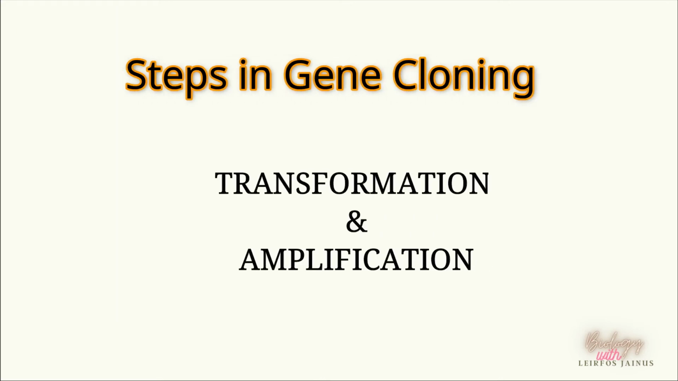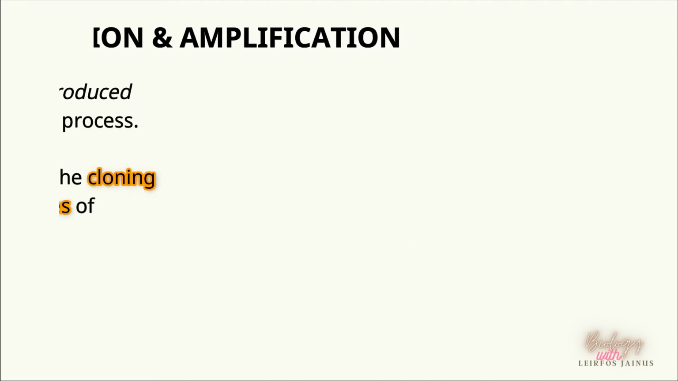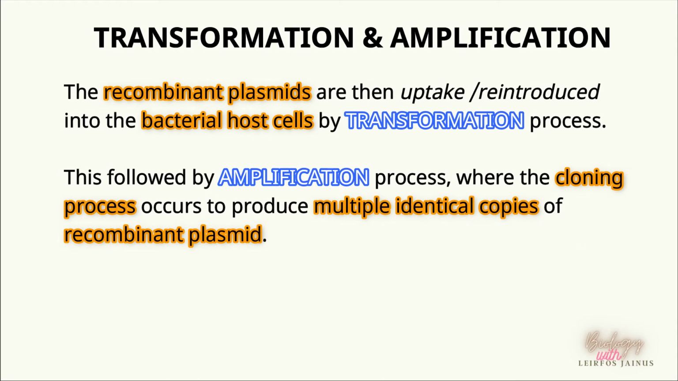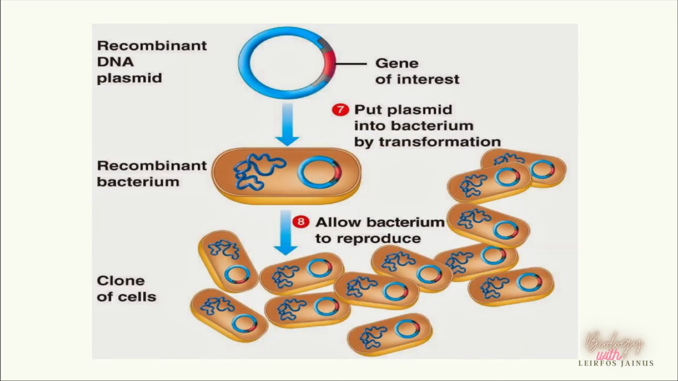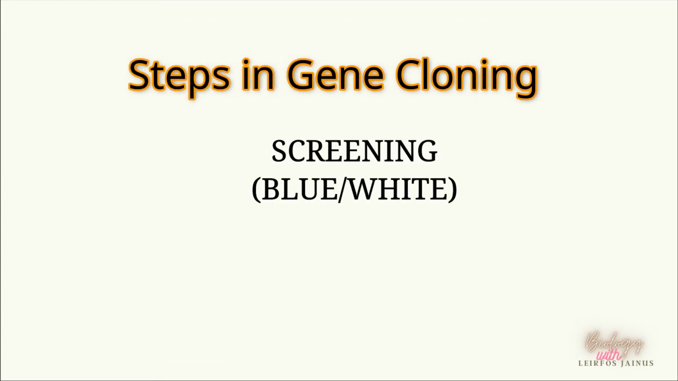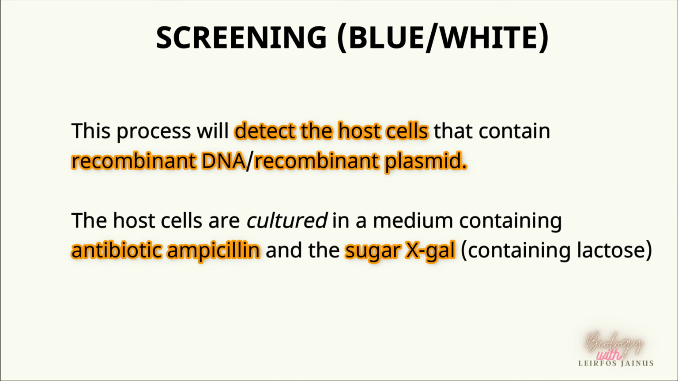The next step is transformation and amplification. Transformation is the process of uptake of recombinant plasmid by bacterial host cell, while amplification is the cloning process to produce multiple identical copies of recombinant plasmid. The final step in gene cloning is screening. The purpose of this step is to detect the host cell that contain recombinant DNA.